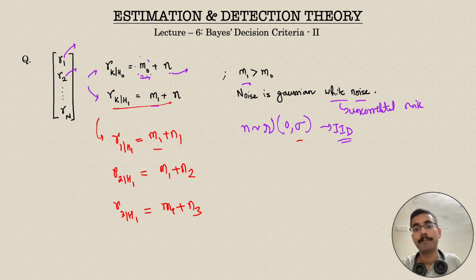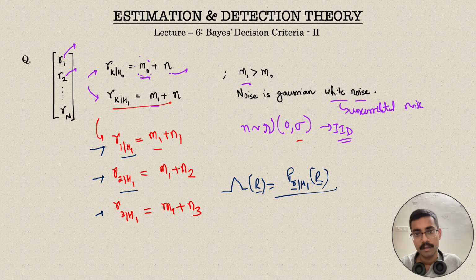Okay, now because each one of these observations that we have under a particular hypothesis forms a vector of observations, we can form an expression for this. So let's set up the LRT. This would be P of R given H1 by P of R given H0, the observation.